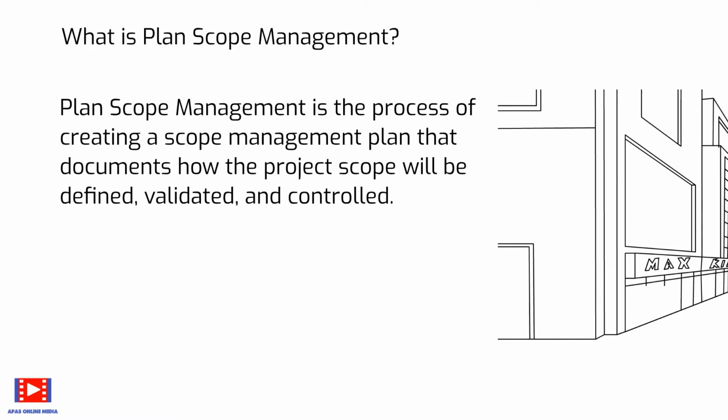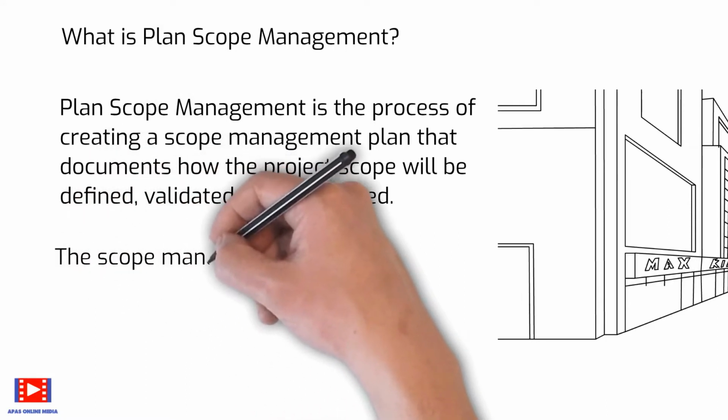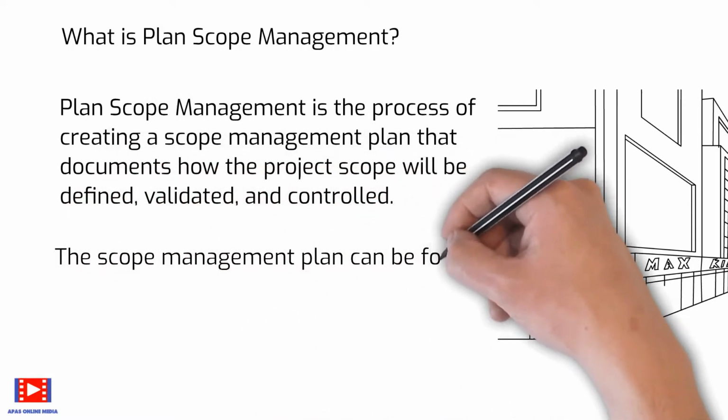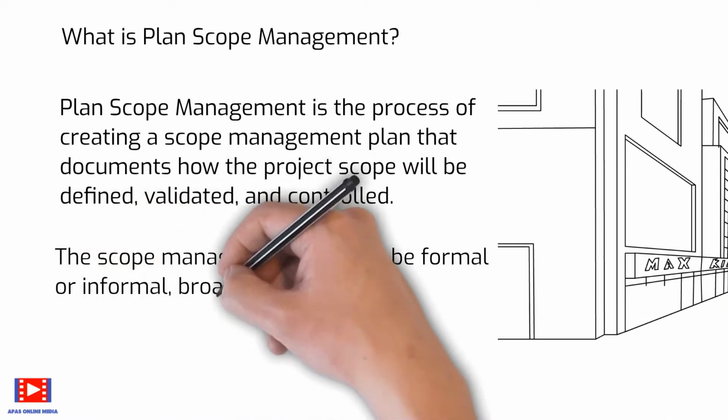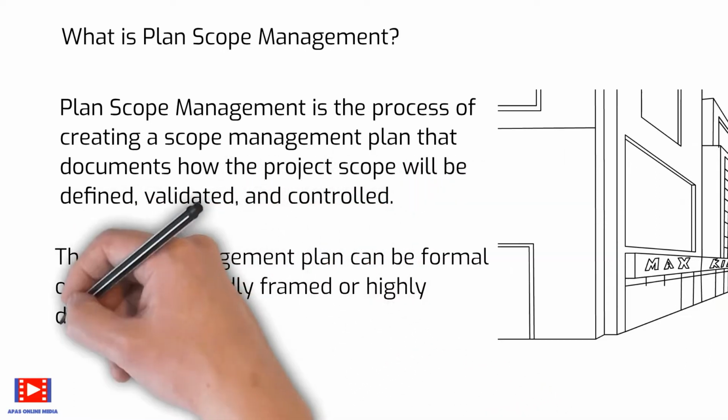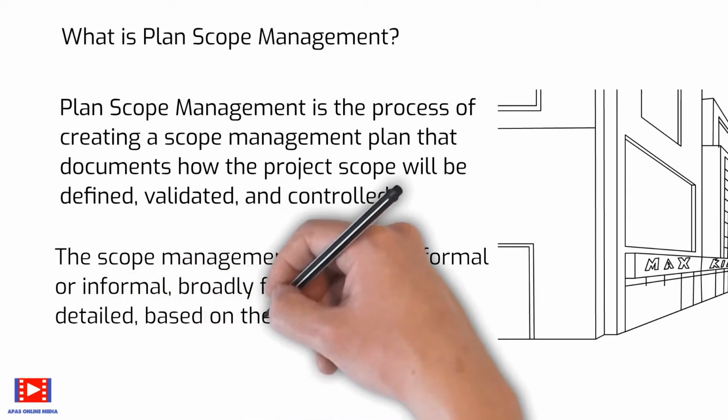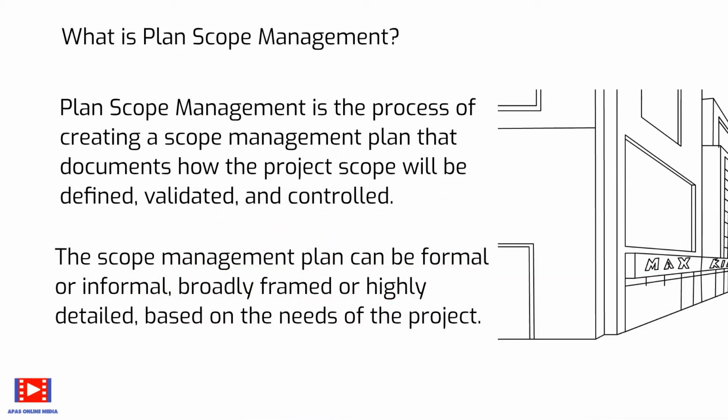The scope management plan is a component of the project or program management plan that describes how the scope will be defined, developed, monitored, controlled, and verified. The scope management plan is a major input into the develop project management plan process and the other scope management processes. The scope management plan can be formal or informal, broadly framed, or highly detailed based on the needs of the project.